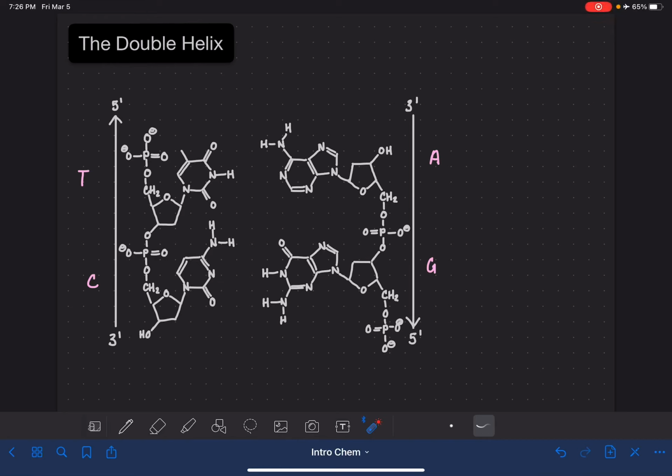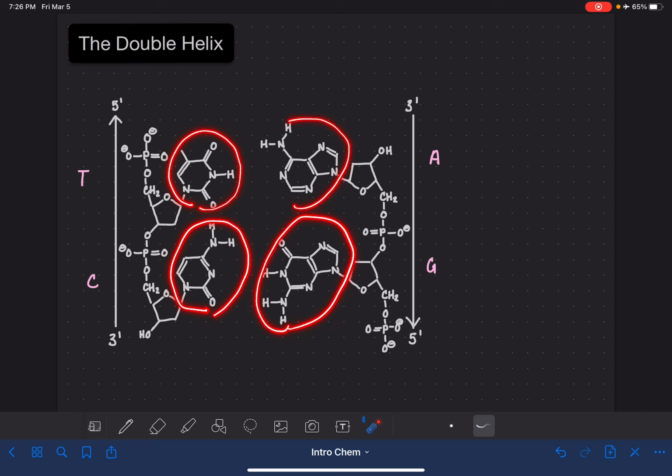The DNA molecule contains two strands of nucleic acids. I've drawn here two very small strands of nucleic acids. These two strands of nucleic acids are held together by hydrogen bonds, and the hydrogen bonds exist exclusively between the bases on one of the strands and the bases on the other strand.